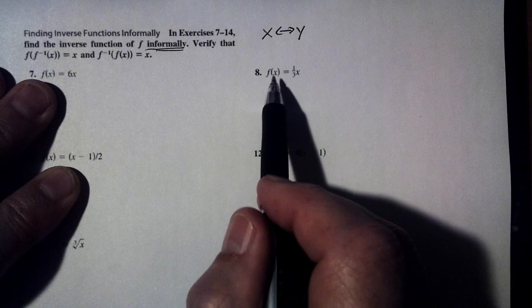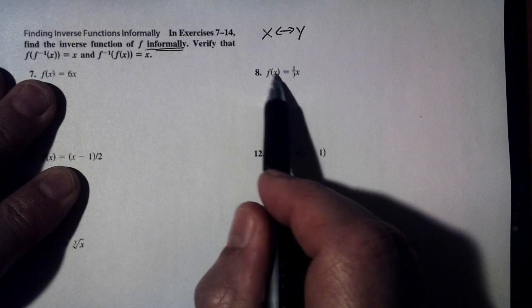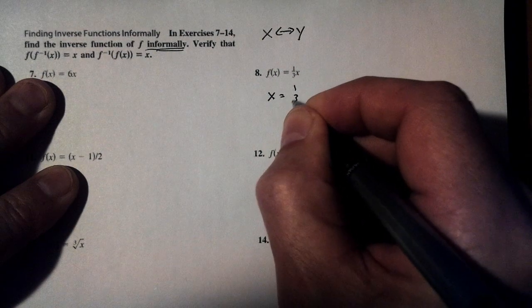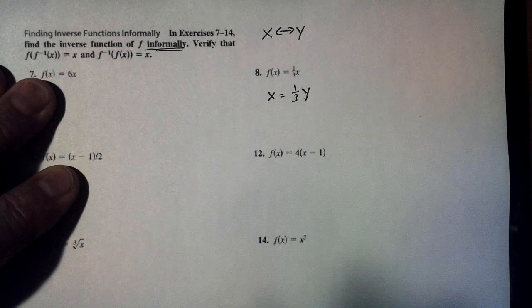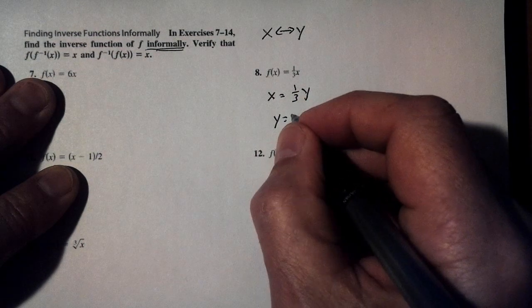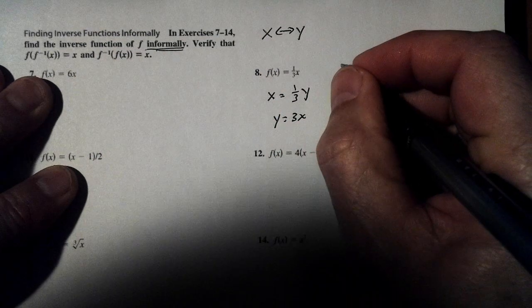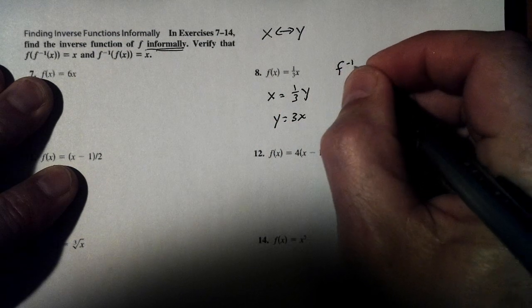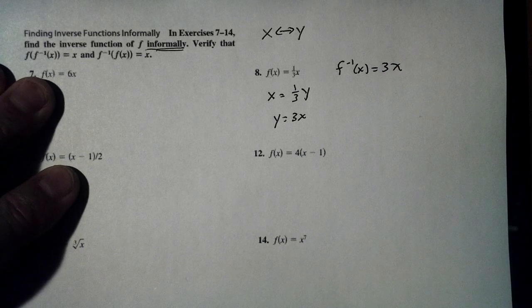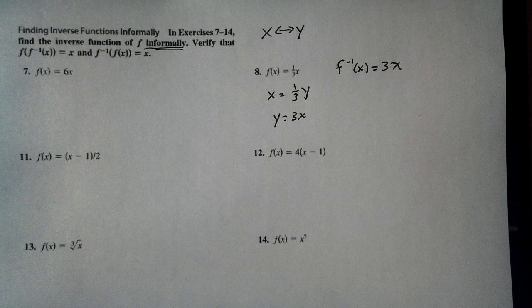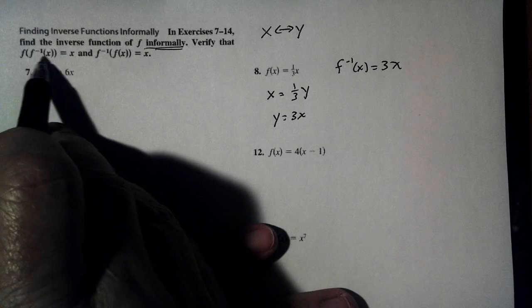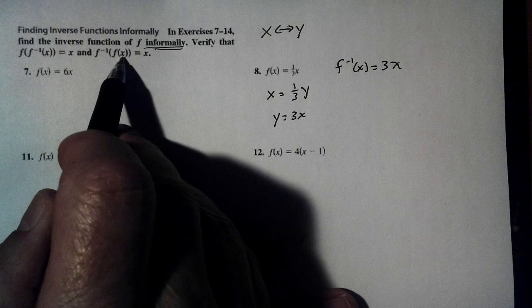And f of x is a fancy name for y. So this is y. So y's become x's, x's become y's. Solve for y, and I get y equals, multiply by 3, 3x. So I'm claiming f inverse of x equals 3x. All right. Now, it says show that f of f inverse equals x and f inverse of f equals x.